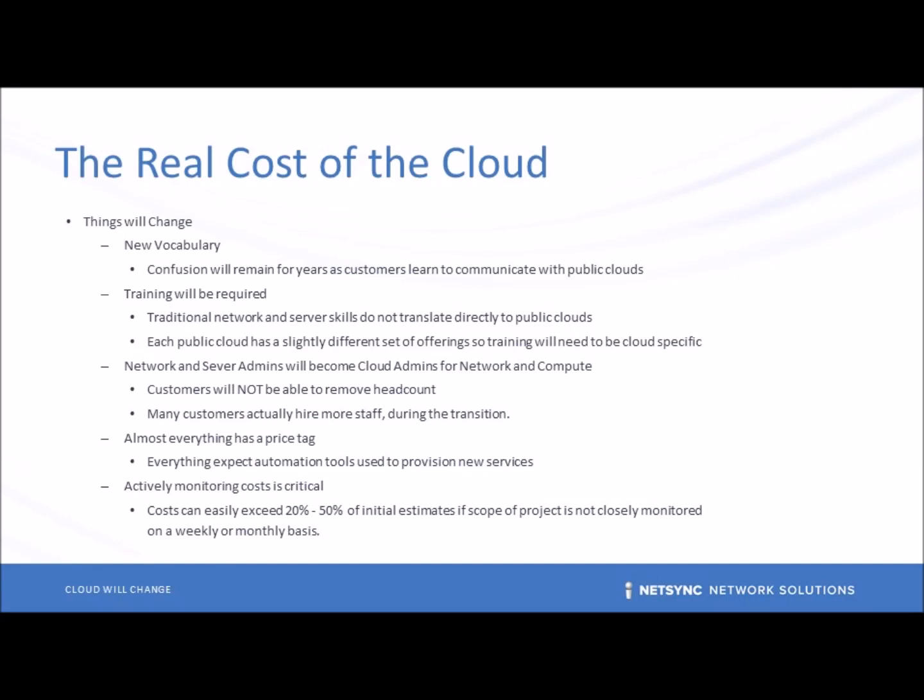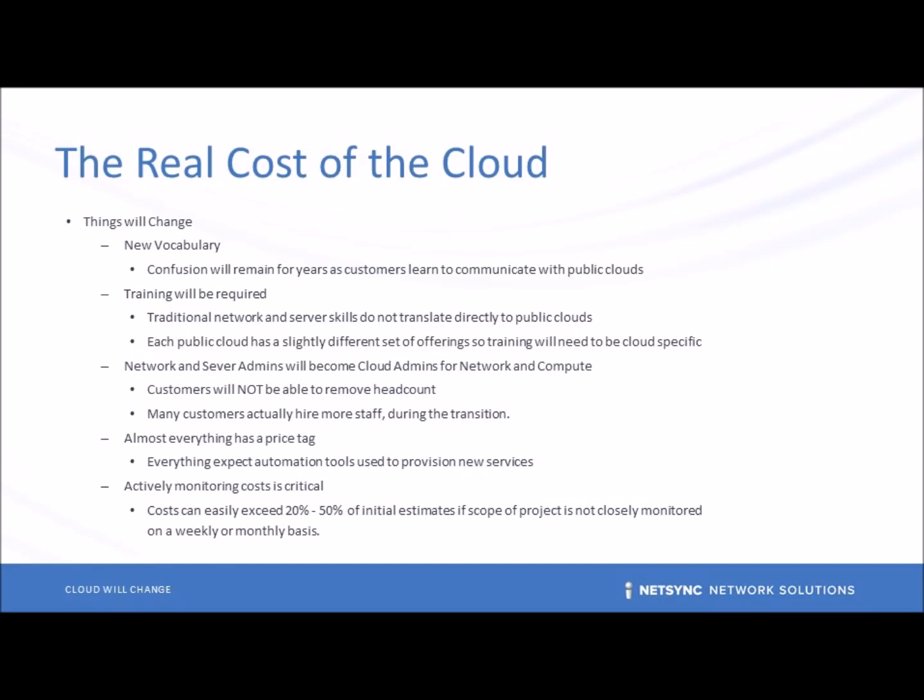If you want to log what your servers were doing, you're going to pay for that, and you're going to pay for the space to keep the logs. If you want to secure anything, you're going to pay for all that. Just understand that anything that you touch, provision, look at, or do in the cloud is going to cost you money. And so that brings me to my final point on this set of slides. Actively monitoring cost is critical.